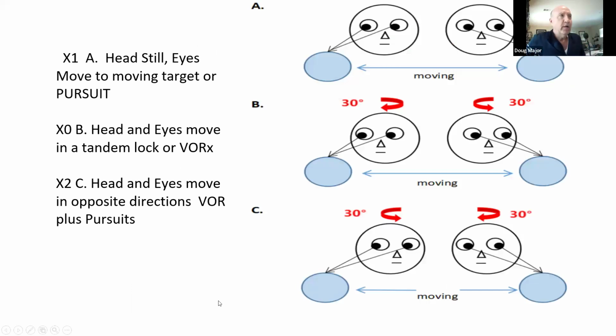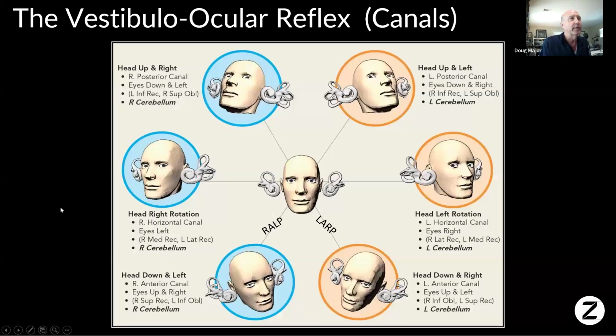The other way of looking at it as a therapist is actually X1, X0, X2 movements. So I'll just hit that right there. An X1 movement, with the head still and the eyes moving with the target, is what we call a pursuit. An X0, head and eyes locked in tandem, is a VOR cancellation. And an X2 is the head and eyes moving in opposite directions, as you saw in that experiment. We'll call that a VOR plus pursuit, okay? And that's just my nomenclature. I hope I'm correct, but it helps me to organize this.